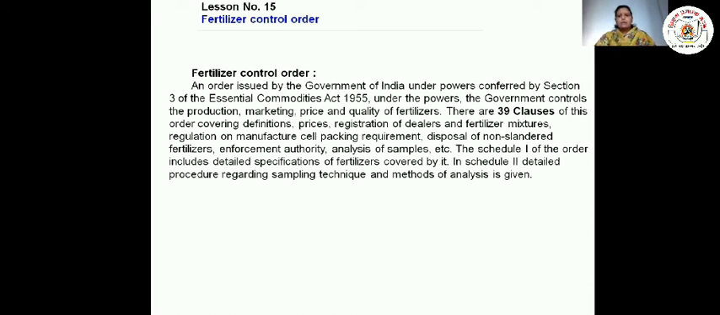There are total 39 clauses of this order covering the definitions, prices, registration of dealers, then fertilizer mixture, regulation on manufacture, sale, packaging requirement, disposal of non-standard fertilizers, then enforcement authority, analysis of sample, etc. The schedule first of the order includes detailed specification of fertilizers covered by it.